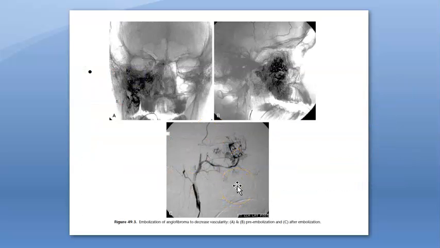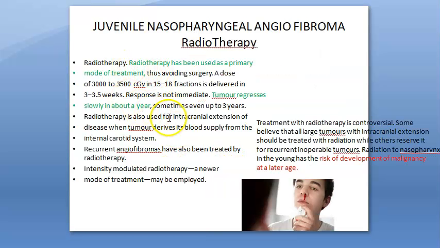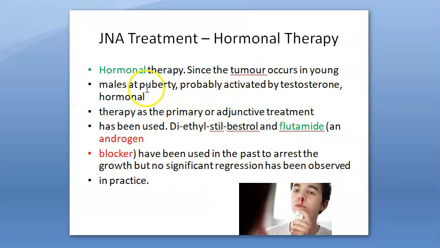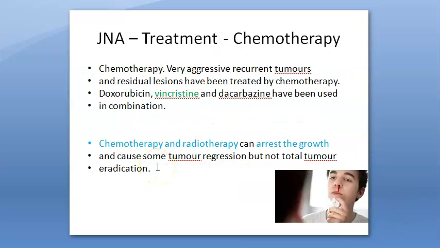So this is embolization of the angiofibroma to decrease vascularity. This is pre-embolization, and this is after embolization. So if it is recurrent, they can try a lot of things. Radiotherapy has been used, but they are saying this can lead to malignancy in later stage of life. Hormonal, they can give diethylstilbestrol, which is a non-steroidal estrogen, and flutamide, an androgen blocker.